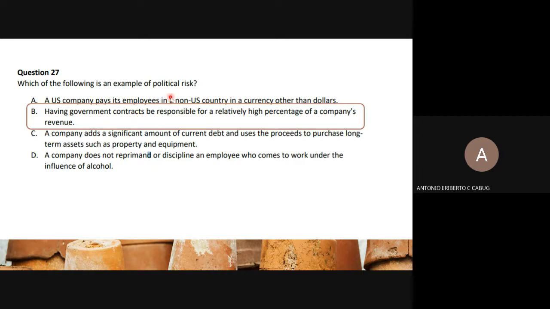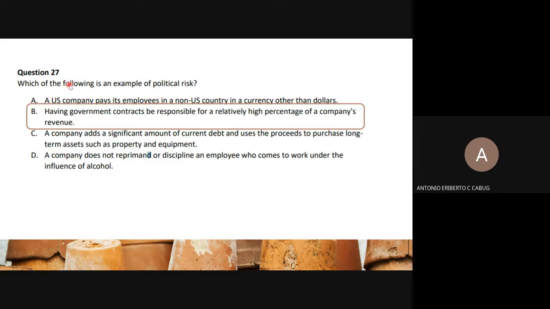When your main customer is the government, anytime na hindi mo kasundo yung politiko, pwede kang tanggalin. Okay? Kahit pa sabihin nila na, ay, nagbidding naman tayo. Okay. That's not as simple as that. Political risk arises from government action. Any risk associated with government action. Pwede ka mawala ng kita dahil sa ginawa ng gobyerno. Kinuha ng gobyerno yung assets mo. Okay? Having government contracts be responsible for a relatively high percentage of a company's revenue.